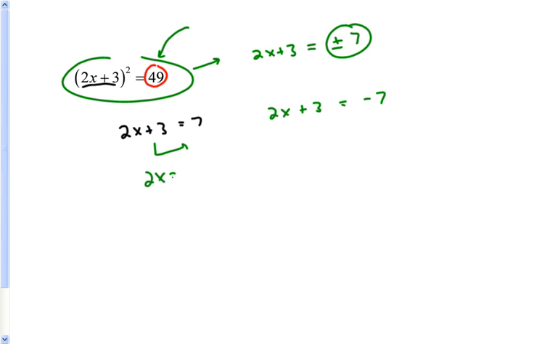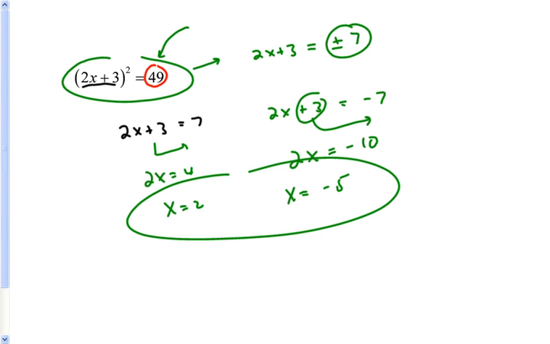Okay, letters to the left, numbers to the right. 2x equals 4. X is 2. Letters to the left, numbers to the right. 2x is -10. X is -5. That's a fine answer. You can write them like this if you would prefer. Homework's probably going to want it that way.